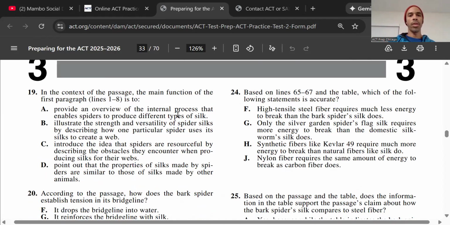Provides an overview of the internal process that enables spiders to know, illustrates the strength and versatility of spider silks by describing how one particular spider uses its silks to create a web. That could be that.